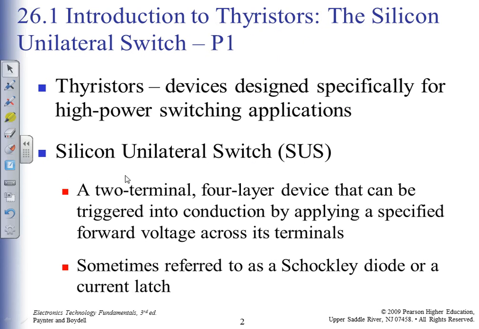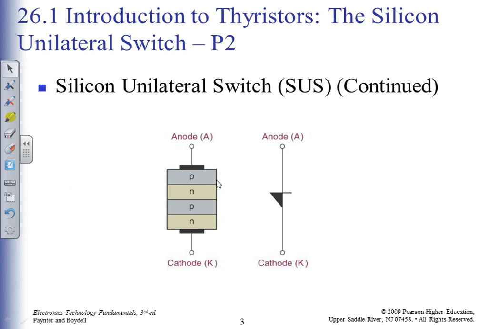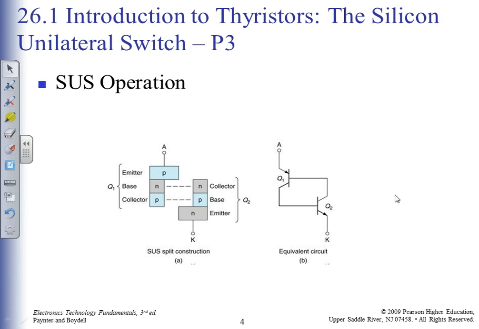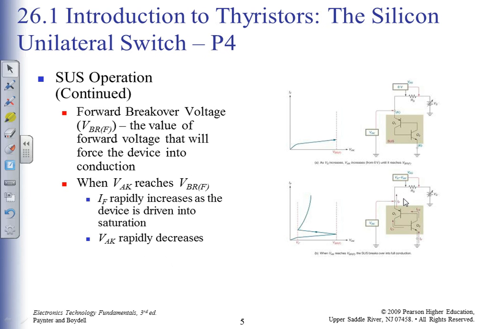So the first thing we have is a silicon unilateral switch, SUS. Yeah, so there we go. We're going to put 4 layers together, and we're going to have a funny thing there. And this thing is going to turn on and off, and that's the whole point. We can look at it and break it apart, and it's sort of like 2 transistors, one going one way, one going the other way. So there's a PNP guy and an NPN guy. But when we put them together, it's going to do something weird.